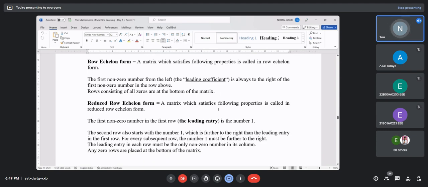Now, row echelon form. A matrix which satisfies the following properties is called a row echelon form. What are the properties? The first non-zero number from the left is always to the right of the first non-zero number in the row above. Very important thing. The first non-zero number from the left. So go from the left, check from the left, non-zero number.